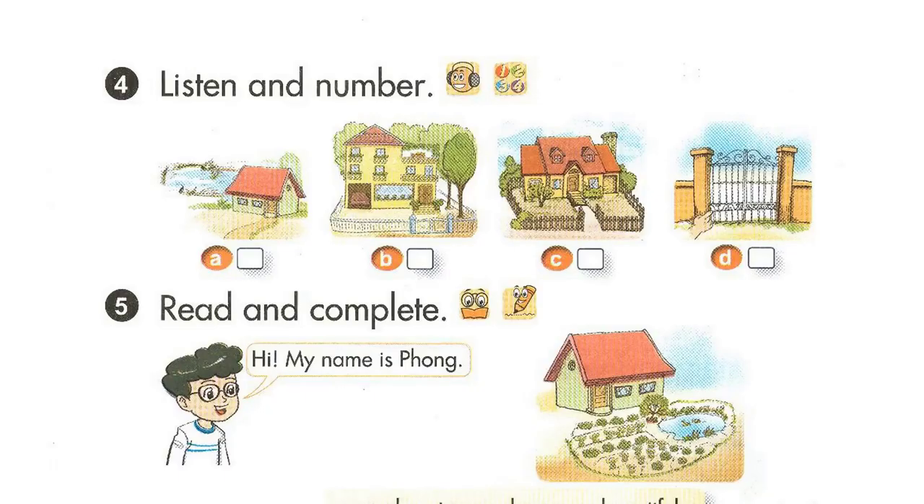Page 15. Lesson 2. Activity 4. Listen and number. 1. This is my house. Oh, it's nice. And there's a very big tree next to it. 2. Is there a pond? Yes, there is. Come and see it. Wow! What a nice pond! 3. Is there a gate? Yes, there is. 4. That's a nice fence around the house. Thank you!